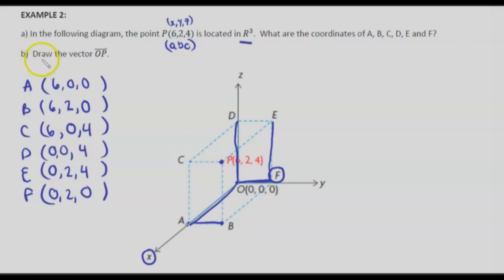Now part B, draw the vector OP. O tells us we start at the origin, which is right here. We end at P, so this is tail to tip, and it looks like that. So we can label this vector OP.